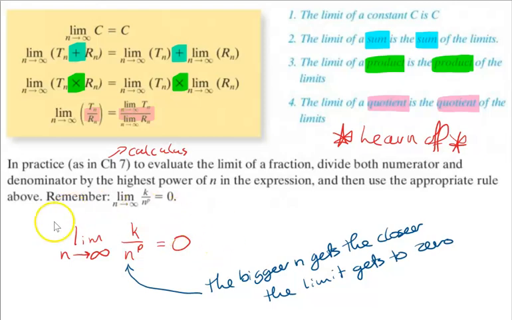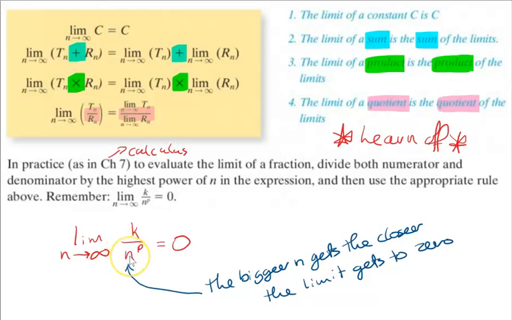And the most important thing to learn is this statement here in red, that the limit as n approaches infinity of k over n to the power p is equal to 0. So the bigger n gets, the closer the limit gets to 0. So the k and the p don't matter. You don't necessarily need to learn off the letter k and the letter p. Something divided by n to the power of something is equal to 0. It doesn't matter what the k and the p are, so long as the n is in the denominator.